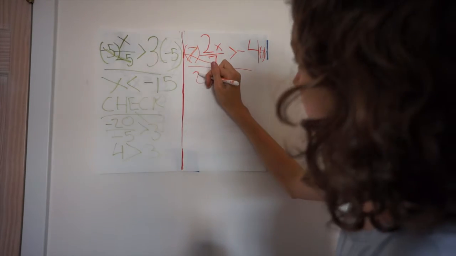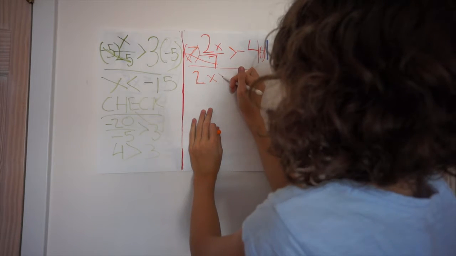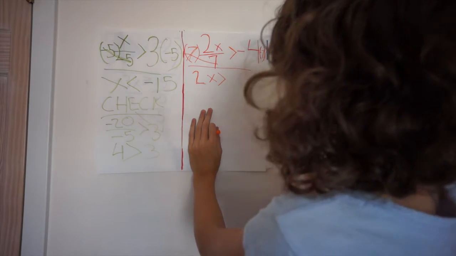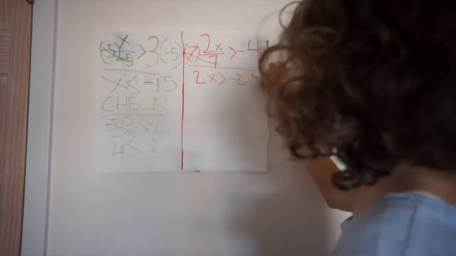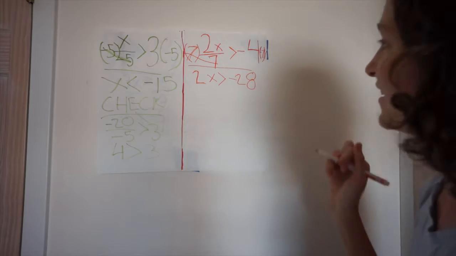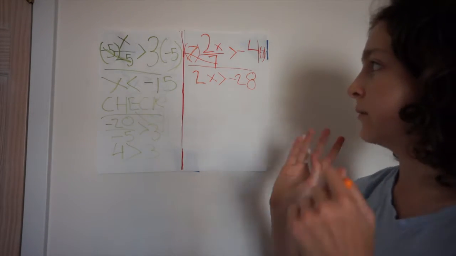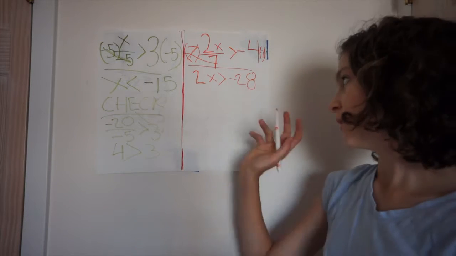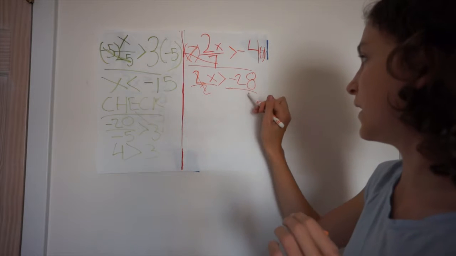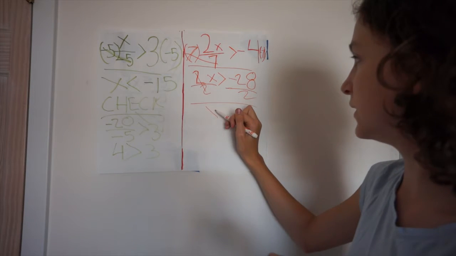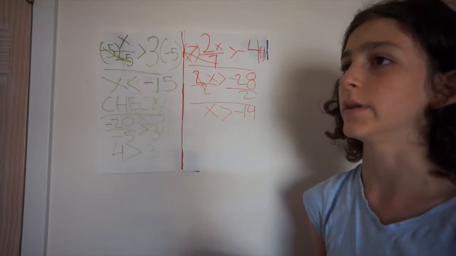So it would then be 2 times x is greater than negative 28. I hope you can see that. The extra step is like the ones we've done earlier, which is getting rid of the 2 by dividing. Then you divide 28 by 2, which gets us to x is greater than negative 14. So it can be anything greater than negative 14.